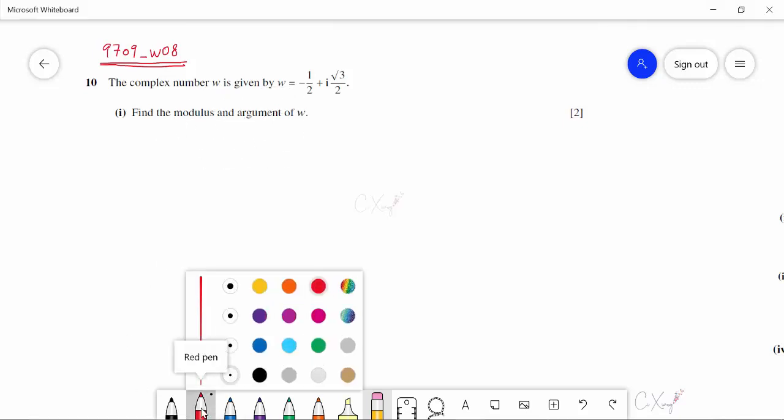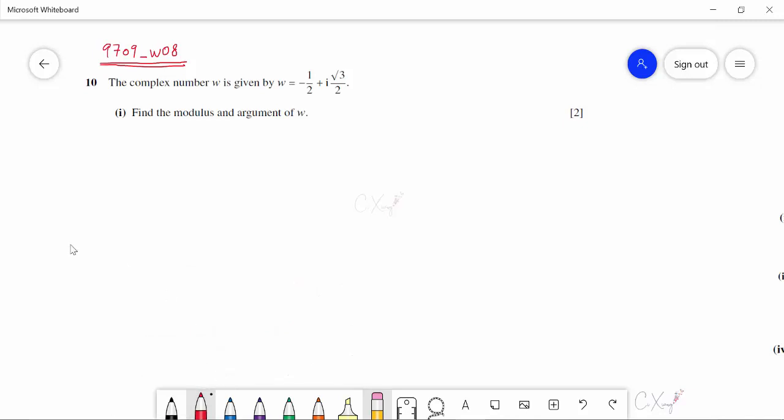To find the modulus and argument, this question is actually quite straightforward. The modulus of w will be the square root of x squared, the real part of the complex number, plus y squared, the coefficient of the imaginary part. So you have the square root of 1 over 4 plus 3 over 4, which equals square root 1, and the modulus of w should be equal to 1.